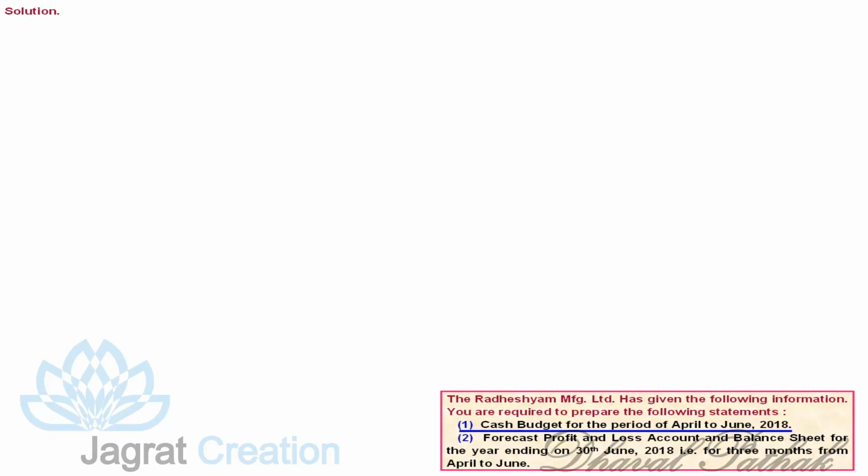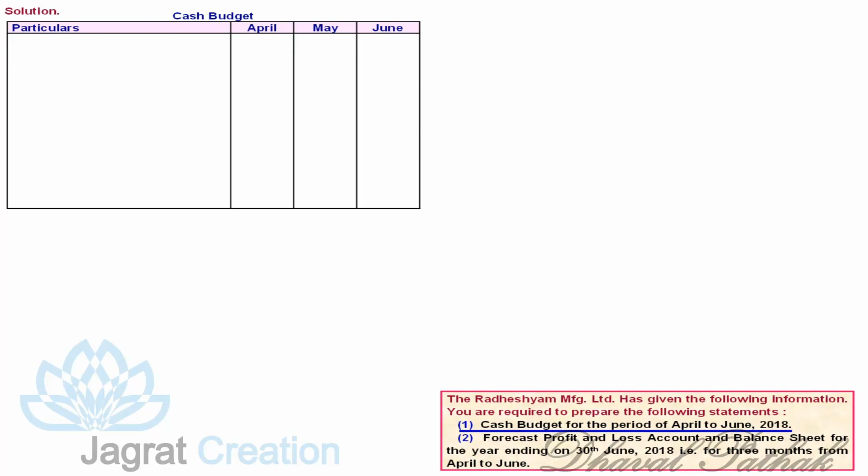Here I prepare the cash budget that is being questioned. Opening balance, receipts, cash inflow, cash outflow. In the opening balance, cash inflow will be added, cash outflow will be deducted. I will get the closing balance of April.